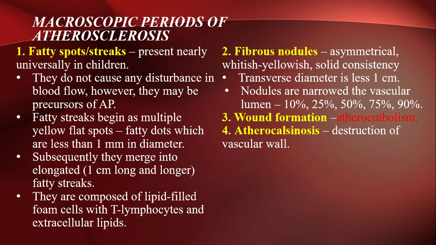The second period we call the fibrous nodules, which are symmetrical, whitish-yellowish, of solid consistency. The transverse diameter is less than 1 cm. Nodules narrow the vascular lumen, which we classify as 10%, 25%, 50%, 75%, and 90%.